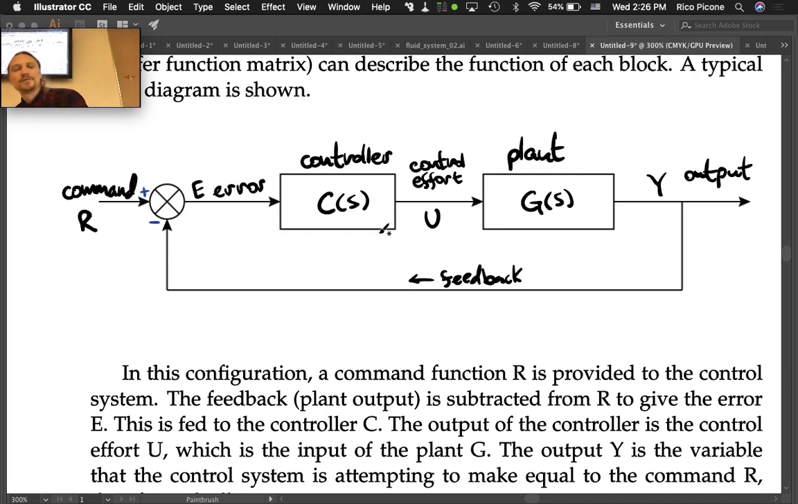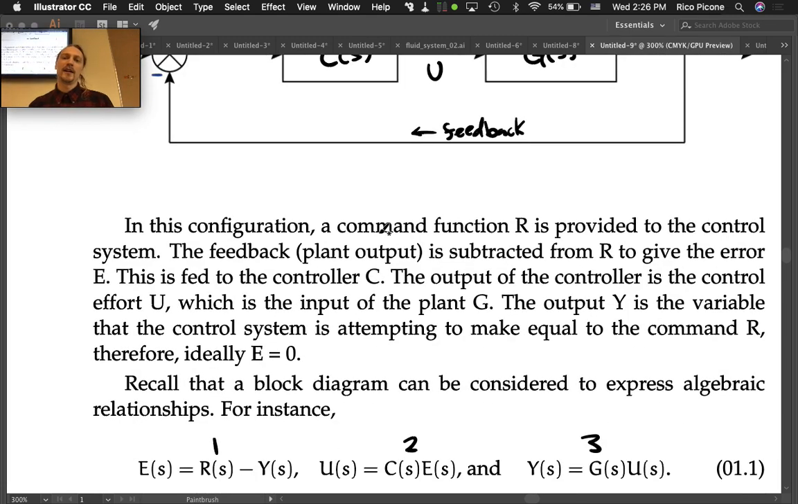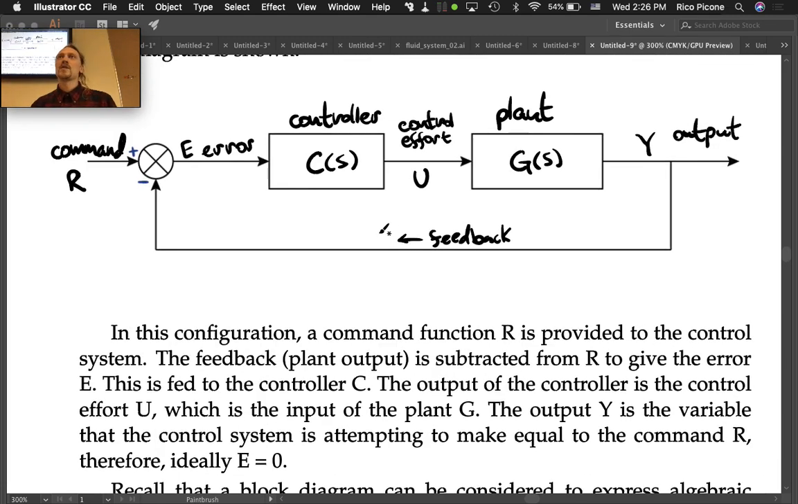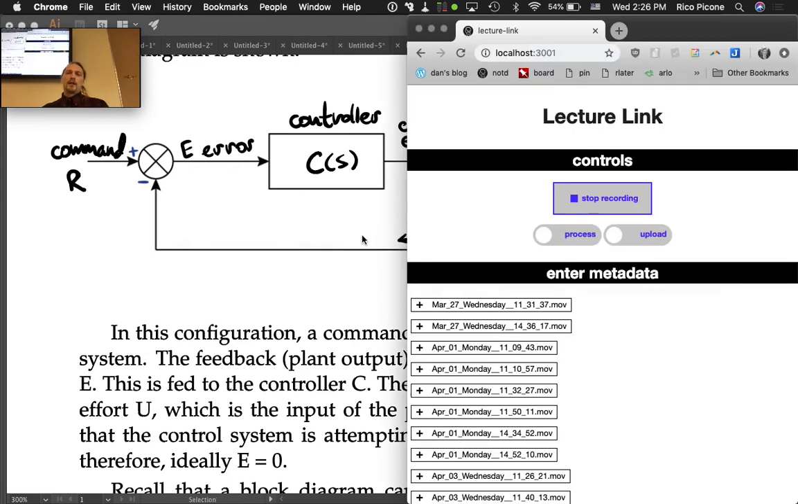All right. Any questions on this? This closed loop transfer function result we'll use even in the next lecture. So, Gucci.